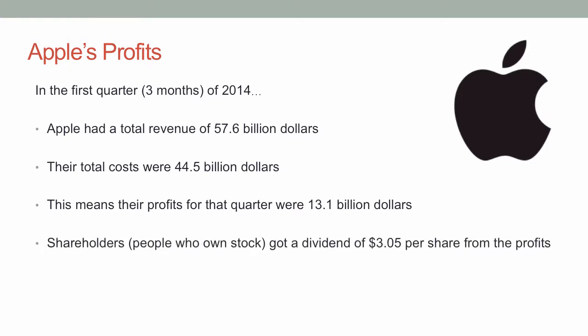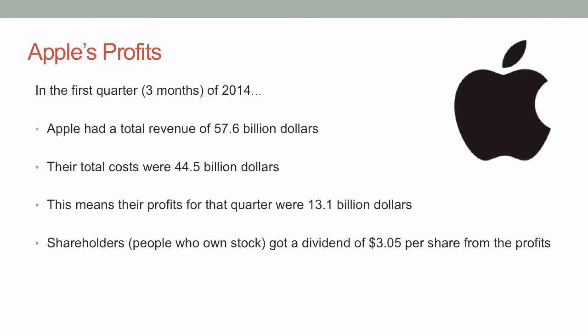Now shareholders, this is what's important, right? There's stuff at stake. They need to get a profit. Shareholders ended up getting a dividend of $3.05 per share from the profits. So Apple not only wants to sell iPhones and computers and all this other stuff, and not only does it want to have more people using the product, they need to make money. People investing in Apple, all the shareholders, are expecting to get dividends.